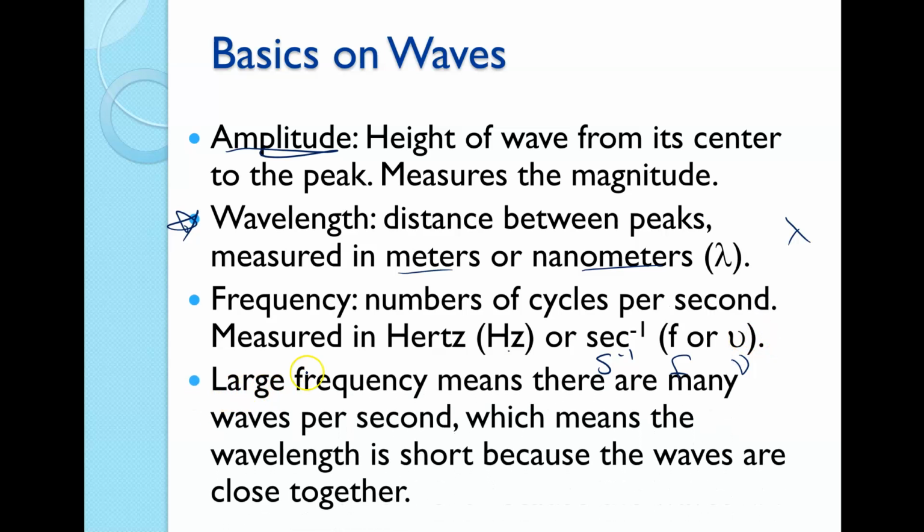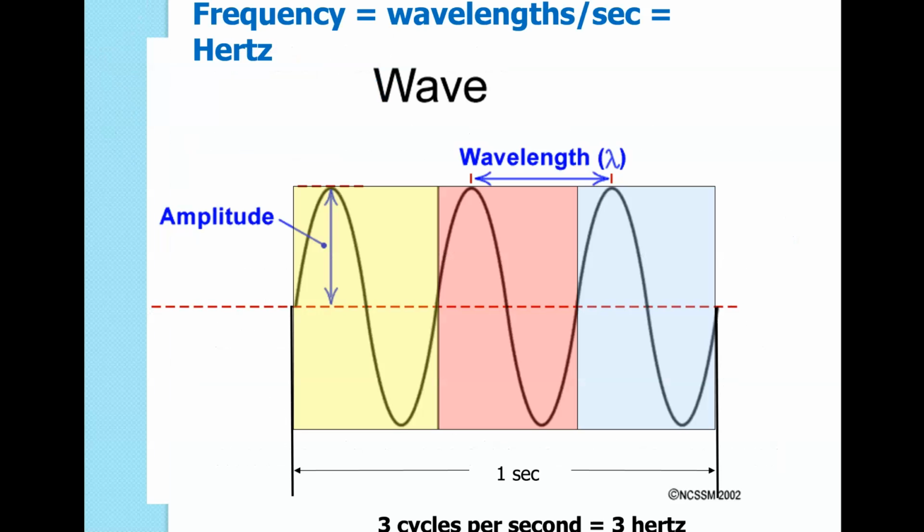If you have something with a large frequency, what that means is there's a lot of cycles or a lot of waves that go through every second, which means that the waves are very close together. It has a short wavelength, so it's an inverse relationship. Mathematically, we'll get to the calculation in a minute, but this is just going to show you what it is. Wavelength is the distance between peaks or corresponding parts on the wave or the valleys, okay?